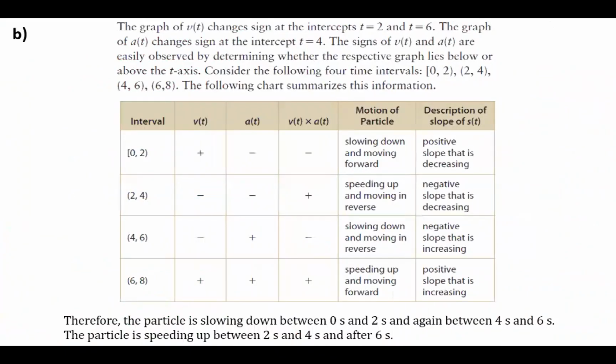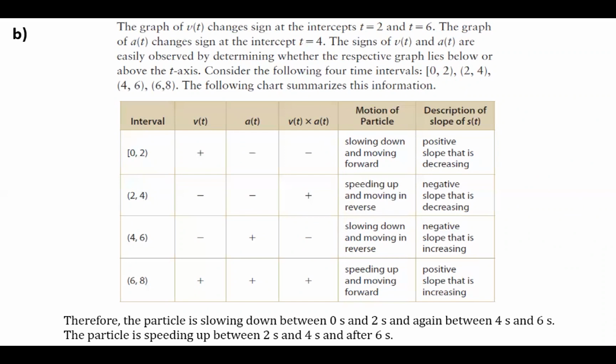Okay, then let's consider question B. The graph of v(t) changes sign at the intercepts t equals 2 and t equals 6. The graph of a(t) changes sign at the intercept t equals 4. The signs of v(t) and a(t) are easily observed by determining whether the respective graph lies below or above the t-axis. Consider the following 4 time intervals: 0 to 2, 2 to 4, 4 to 6, and 6 to 8.